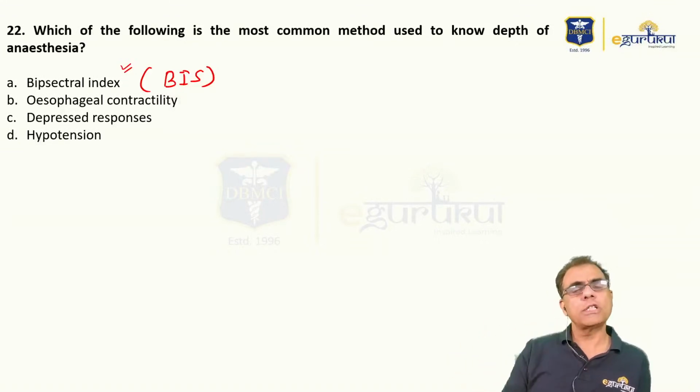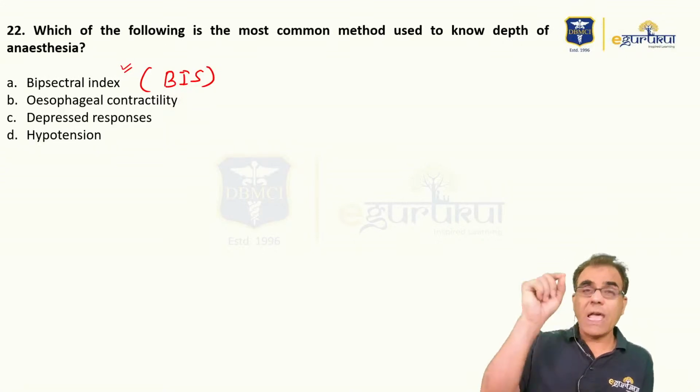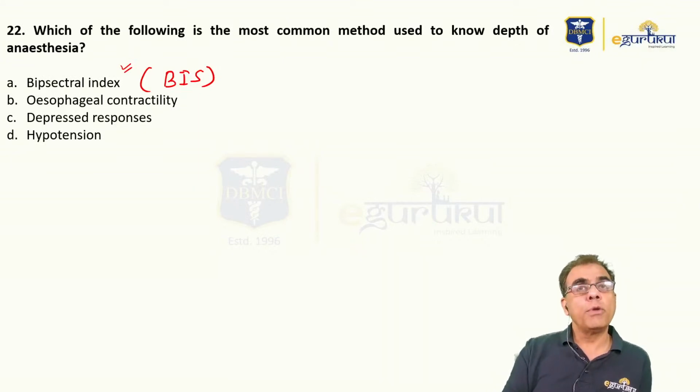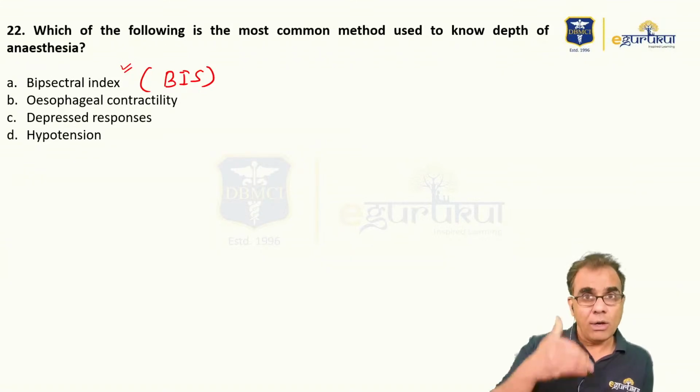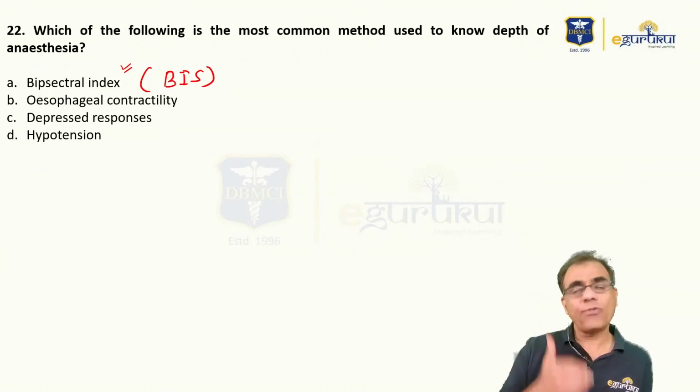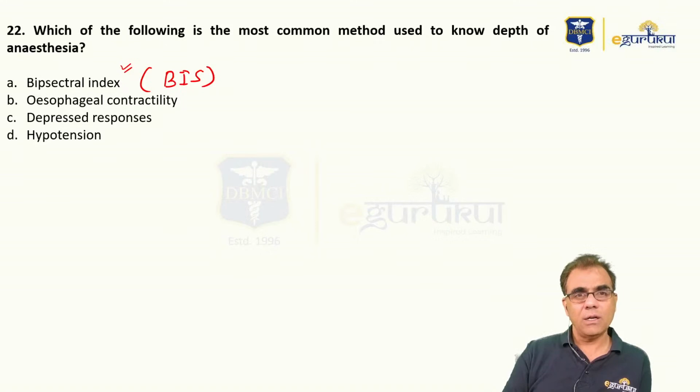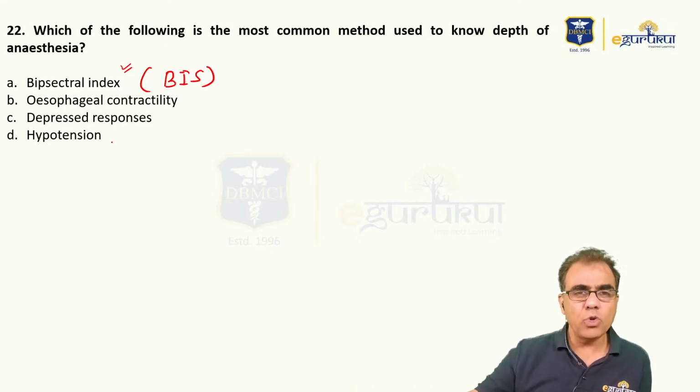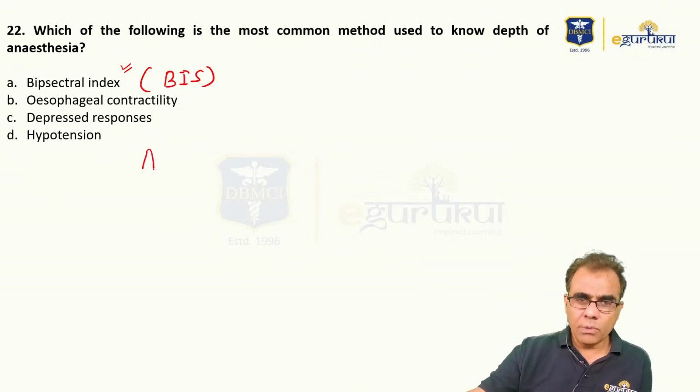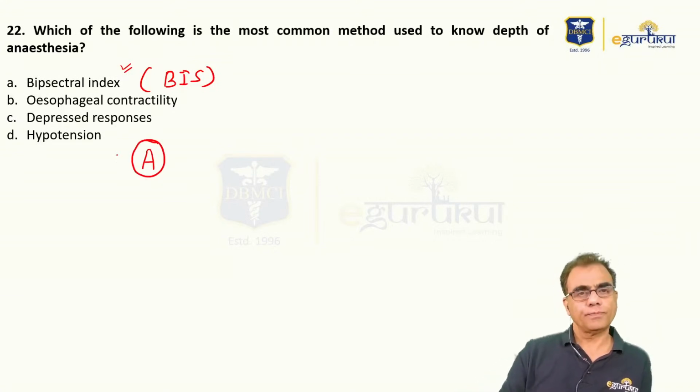For a fully conscious patient, it will exhibit a score of 100. For a brain dead patient, it will exhibit a score of 0. To say adequate depth, this score should be between 40 to 60. If it is more than 60, the patient is in light anesthesia. Less than 40 means the patient is in deep anesthesia. So this is really very useful, and it is commercially available also.